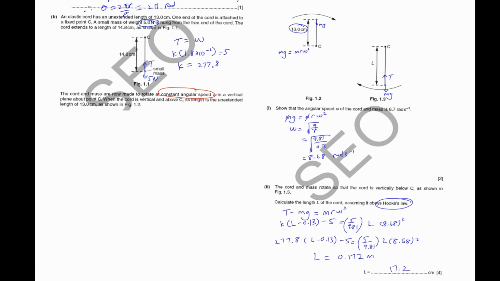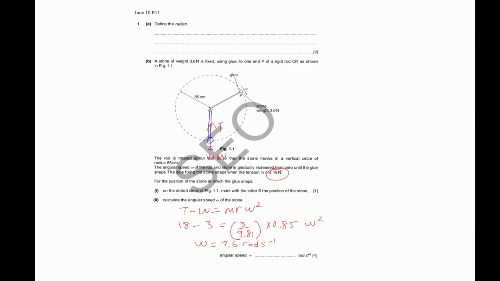Alright, we're going to start off with part B. Now they gave you a stone with a weight of 3 newtons fixed using glue to a rigid rod.